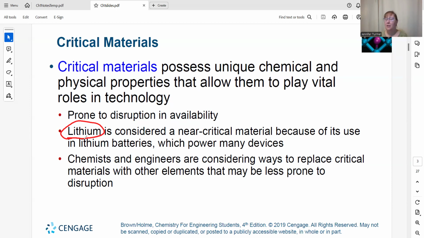One of the big things that engineers, chemical engineers, and engineers of all types are trying to do is think about how we can replace critical materials. I have some interesting stories for that when we start talking about carbon fiber, which is a really great way of doing that.